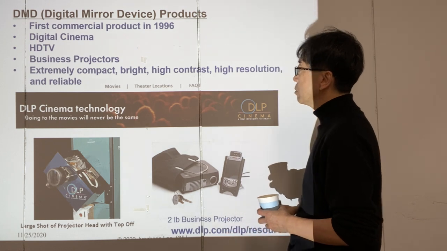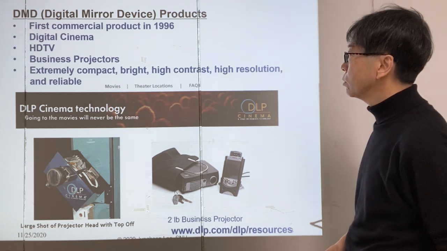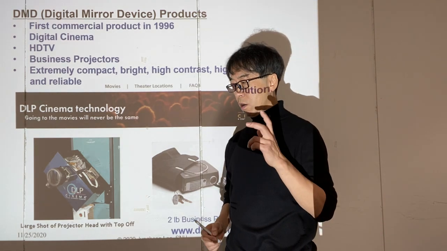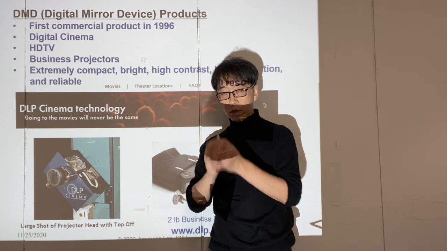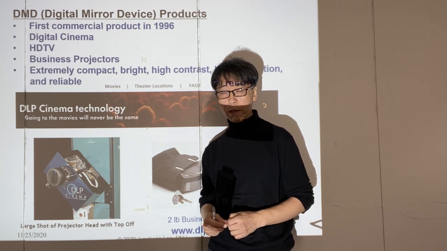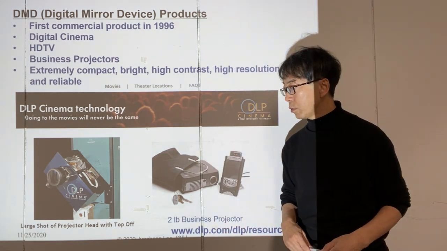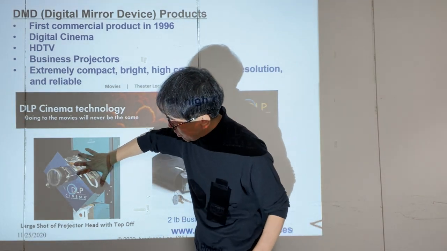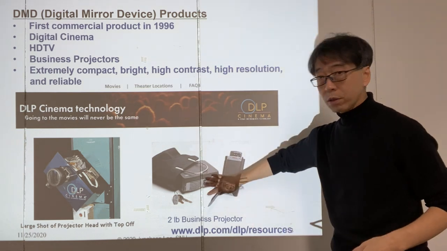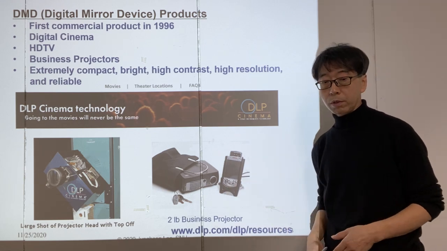And business projectors, why business projectors? Because they are extremely small, as small as your mobile phone, compact, bright, high contrast, high resolution, and a lot of other things. One technology that challenged this DLP in the small projector market is single mirror. And I can talk about single mirror technology later on, but the dominant technology is digital mirror device technology. So if you go to the cinema nowadays, they use this high performance projection device, and for small projectors, I would say more than 70, maybe 80-90% of the whole market is DLP nowadays.